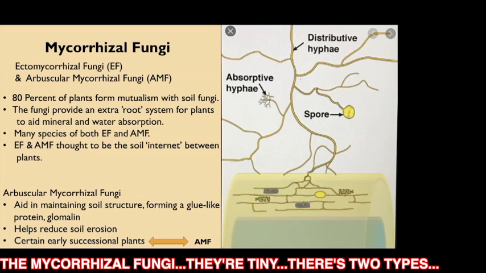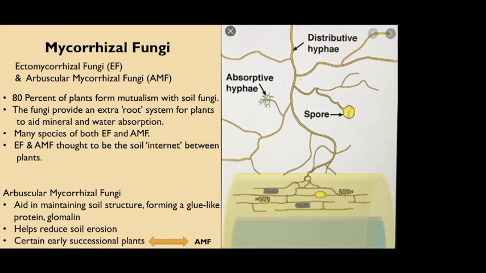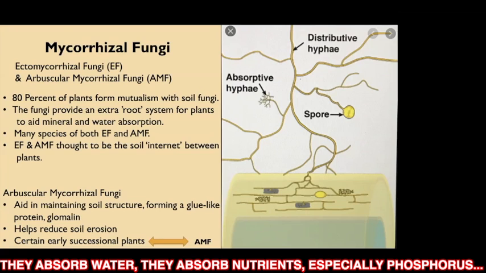And what the mycorrhizae do, whether they're ectomycorrhizae or arbuscular mycorrhizae, is act as an extension of the root system for plants, and they absorb water and they absorb nutrients, especially phosphorus. Now, this is really important in Southern California because our soils are very low in phosphorus. And that's, as you know, one of the three main nutrients for plants.